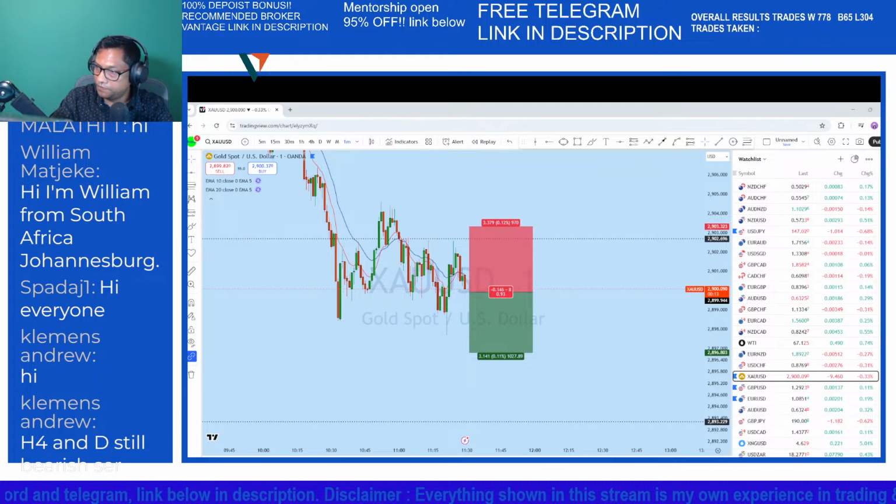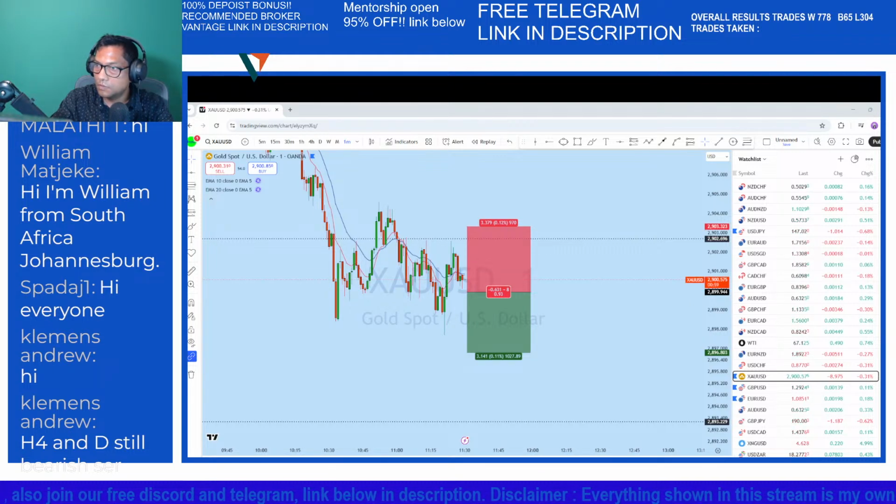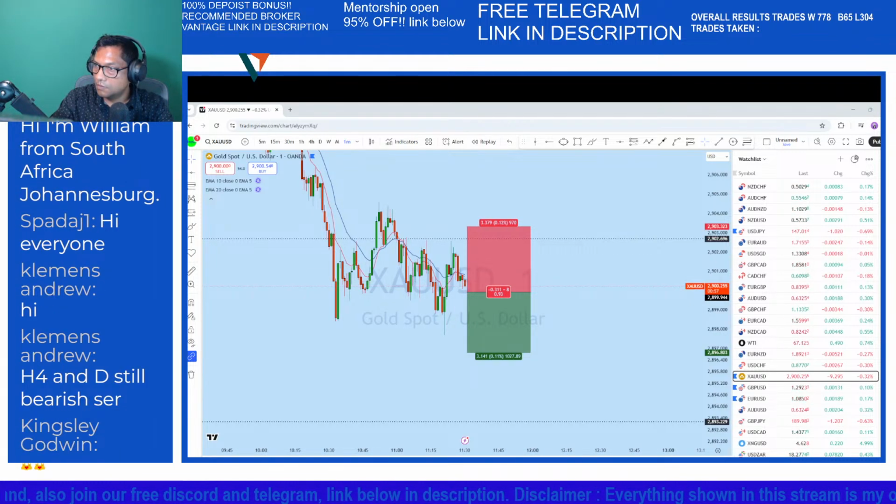Coming down. Will you get triggered with this trade very soon? As soon as I get active, I will give a shout out. I will let you know as soon as I am active, guys.